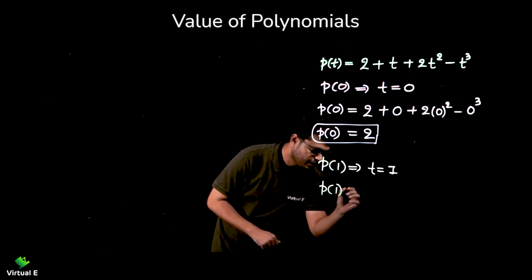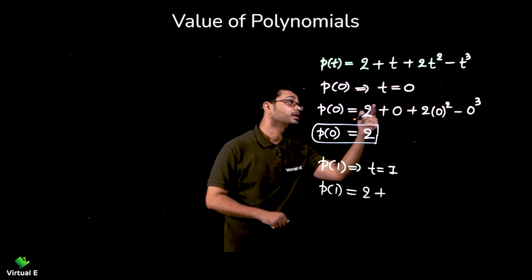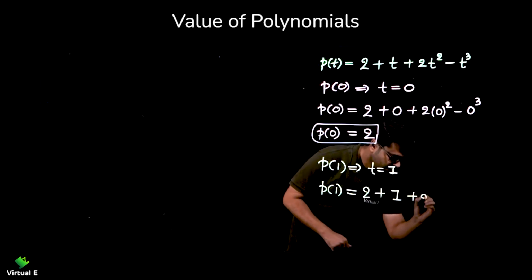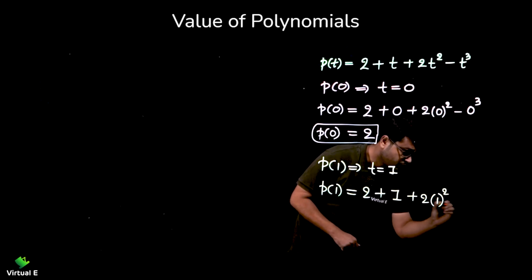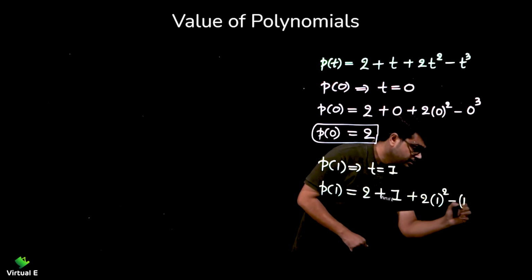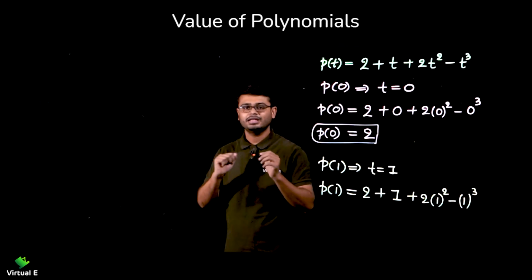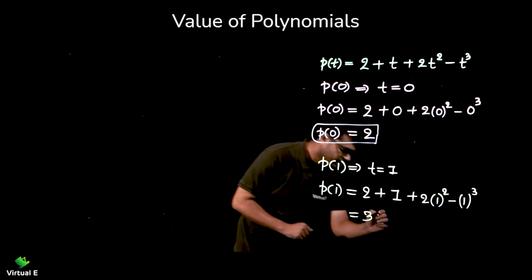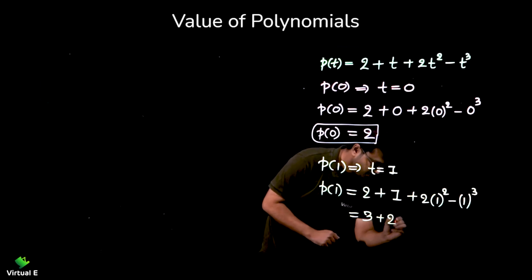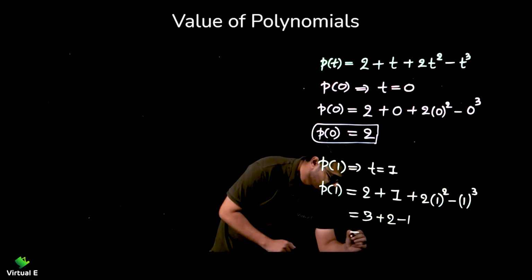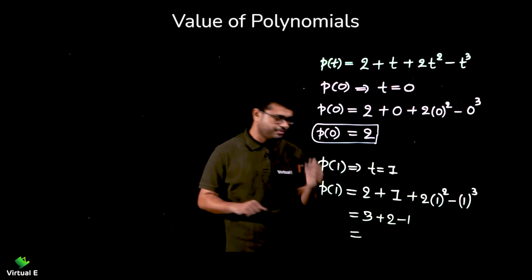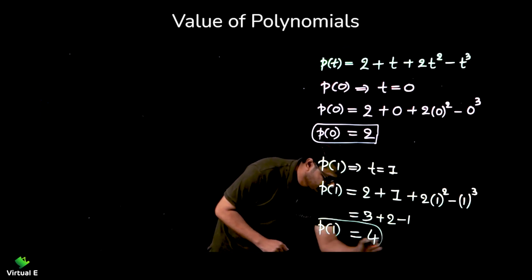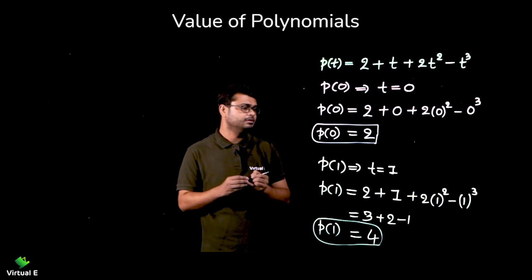So P1 is equal to 2 plus, here t is there, so 1 it is, plus 2 into t square, so 2 multiplied by 1 square, minus here t cube, so 1 cube it is, right? Let's solve it. So here it is 2 plus 1, that's 3, plus 2 into 1, that's 2 only, and minus 1. So 3 plus 2, that's 5, 5 minus 1 is 4. So value of P1 is 4. Very simple it is, right?